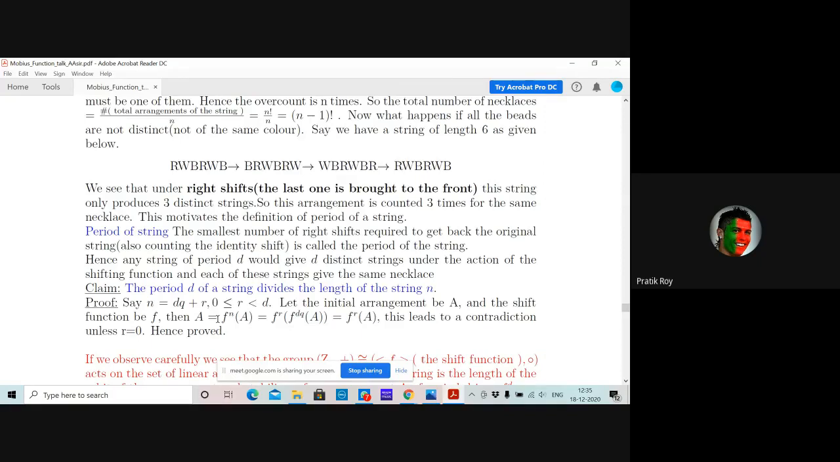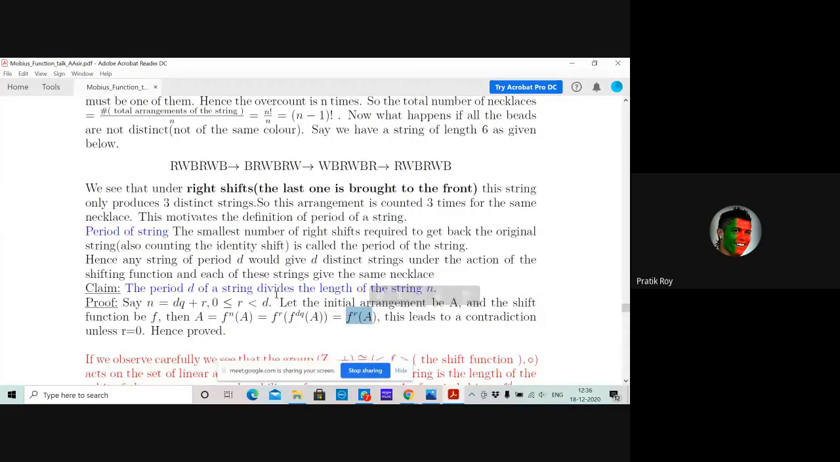And we know that f^n is f^(dq+r). And what is f^(dq+r)? This operation that we are doing is composition. So f^(dq+r) can be written as f^r of f^(dq). Now we have demanded that d is the period of this arrangement. So obviously, applying the right shift operation multiple times of the period, we'll get the original arrangement. So we get that f^r of f^(dq)(a) is f^r(a). Now, what we have is that f^r(a) is equal to a. We started with a and we are getting it equals f^r(a).